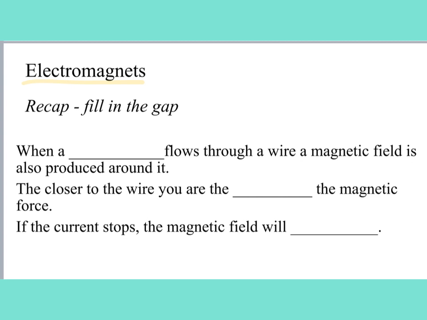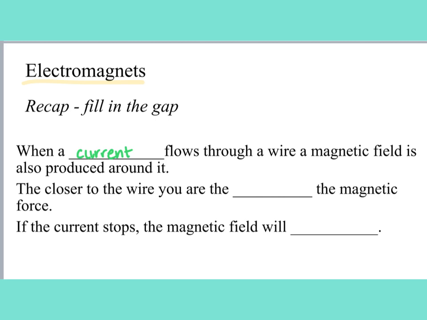Okay, now we're going to go through the answers, so you should have completed it by now, and we should now have a different coloured pen to mark and correct our answers. When a current flows through a wire, a magnetic field is also produced around it. This is of course current.